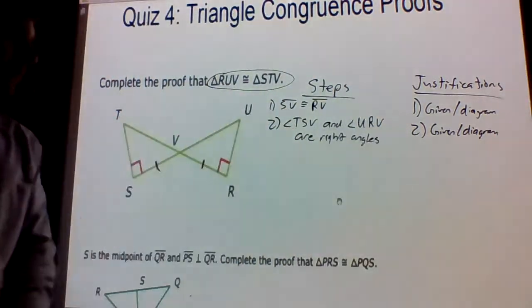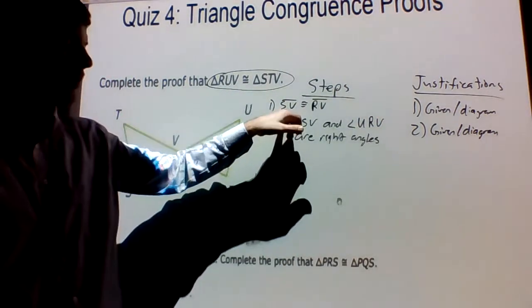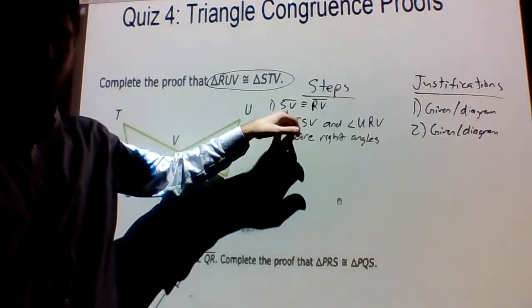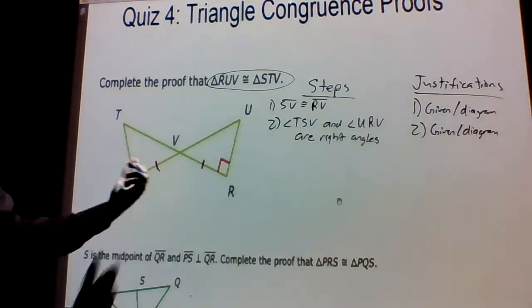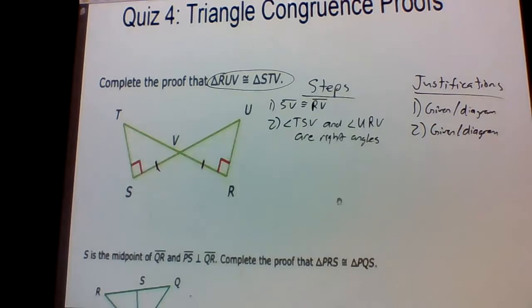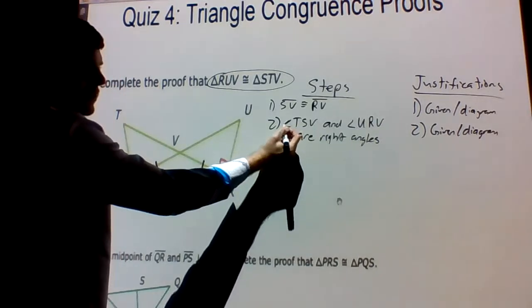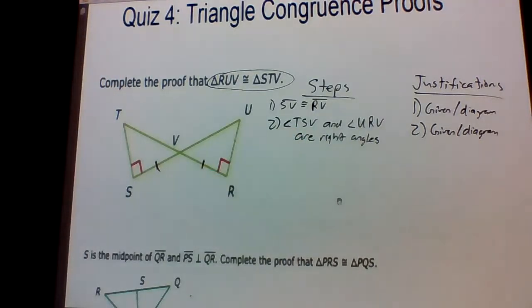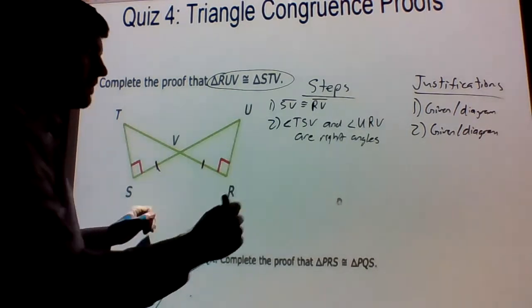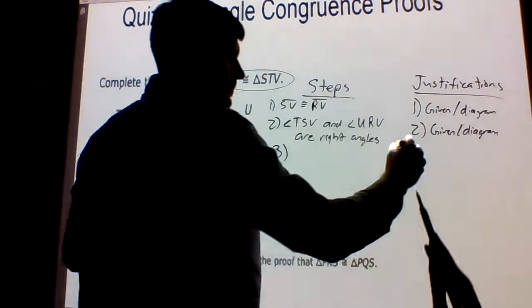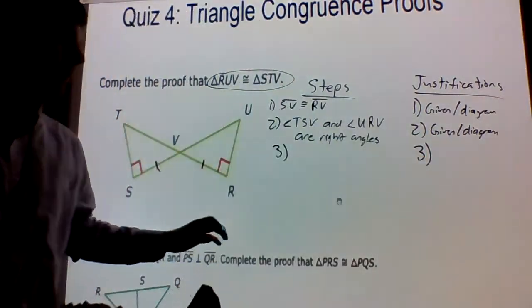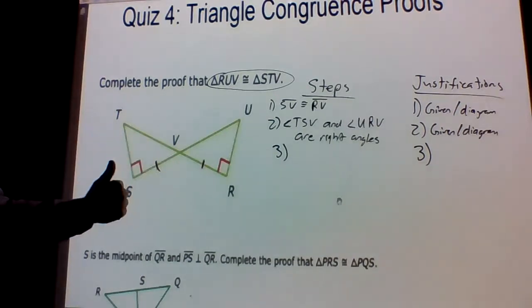Also make sure when you write sides for your triangle, you're putting the bar over the names, the segment. Segment SV and segment VR. Sides of a triangle are segments. And angles, again, we name angles with the angle symbol. You can't just write TSV and URV. It's angle TSV and angle URV are right angles. So step 1 in the process, write the givens, we're done.